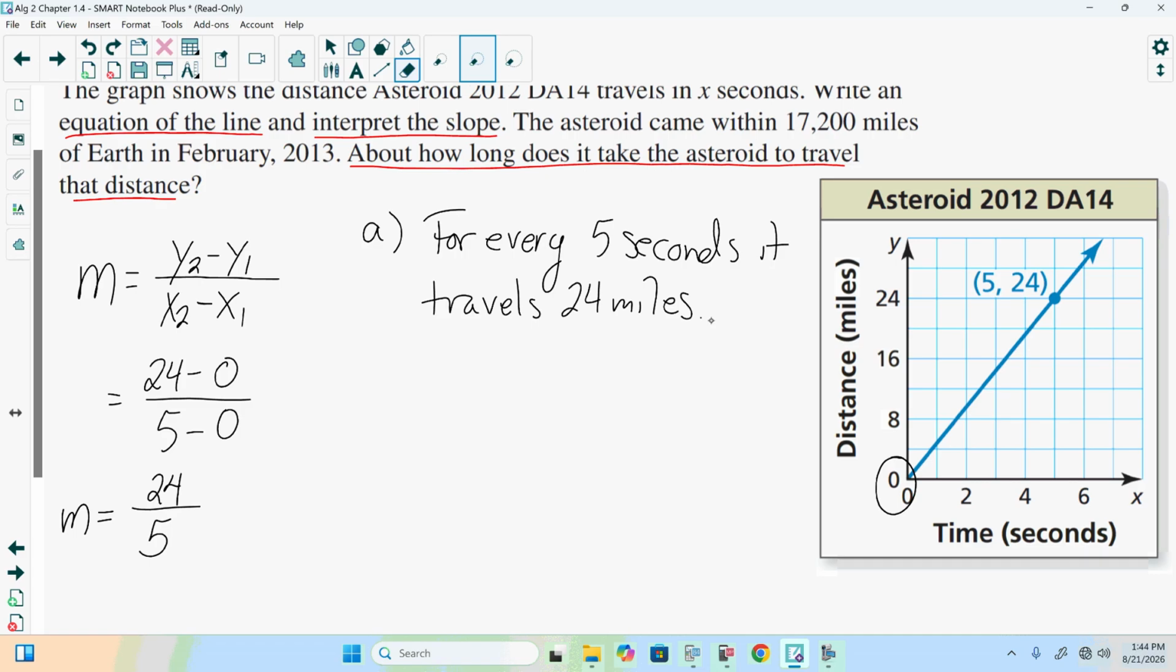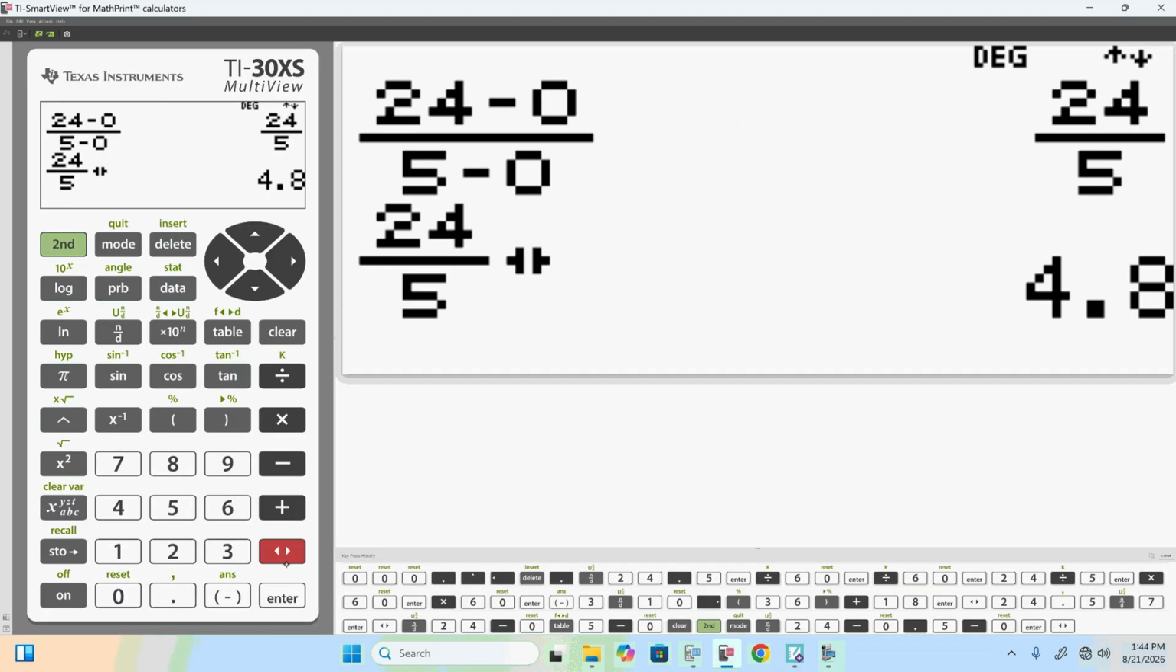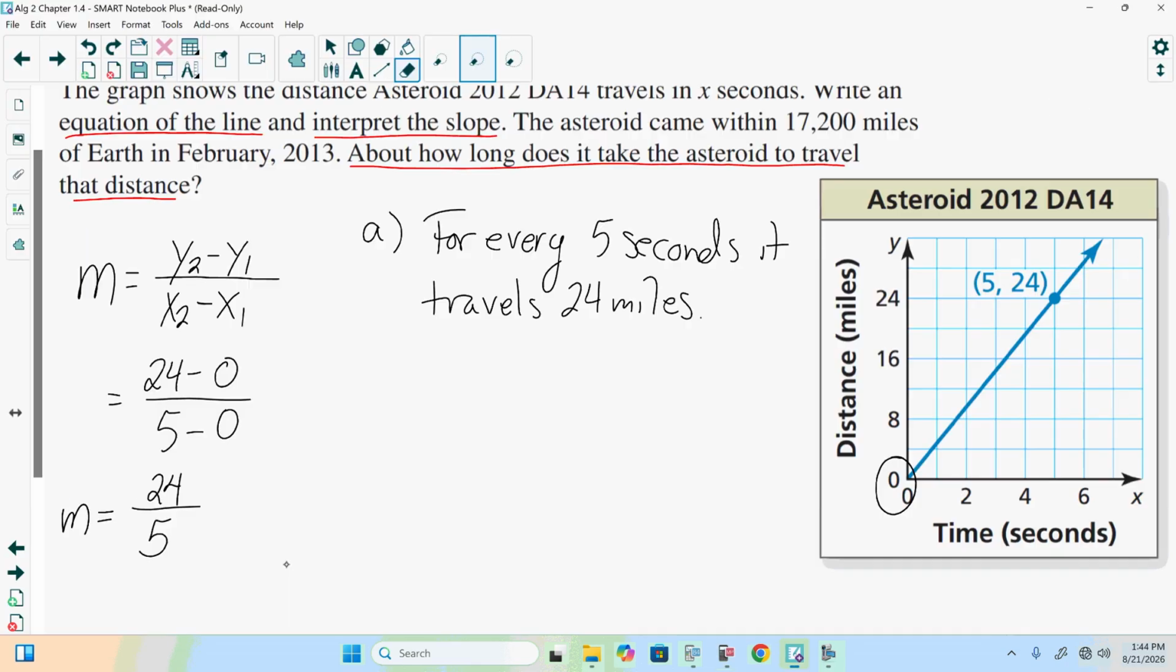We could also have said it travels 24 miles every 5 seconds. That's also the same thing, yes? 24 over 5 is 4.8. It travels 4.8 miles every second. It takes it 1 second to travel 4.8 miles. For every 10 seconds, it travels 48 miles. Is that still saying the same thing?